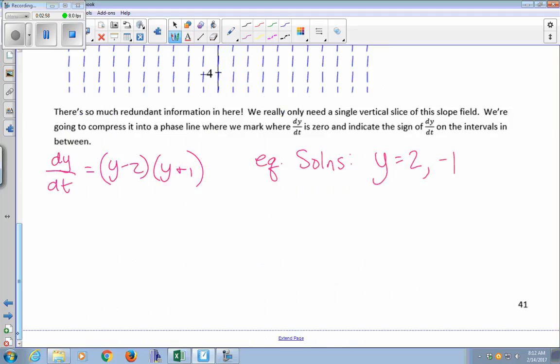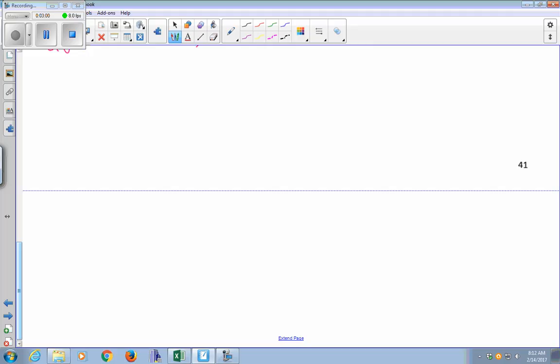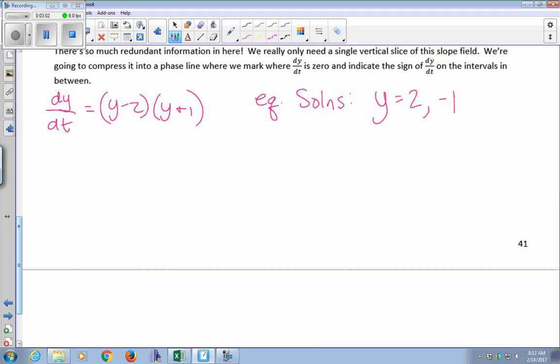All right, if I'm drawing a phase line, draw a line, and I'm going to put in -1 and 2. So those are my equilibrium solutions. Those are places where the slope is 0. And now I'm just going to put in the sign of the slope on either side and in between the equilibrium points.